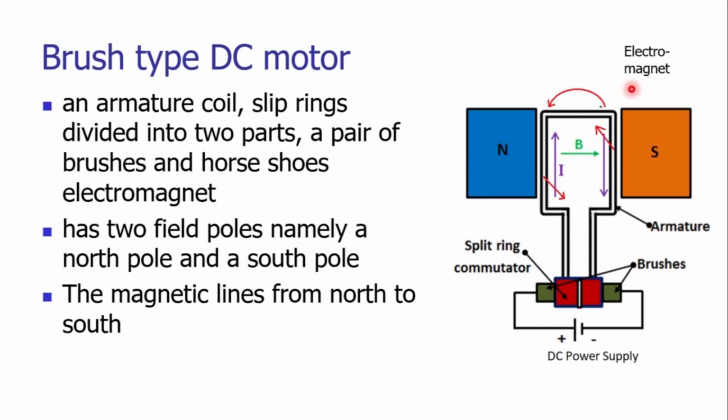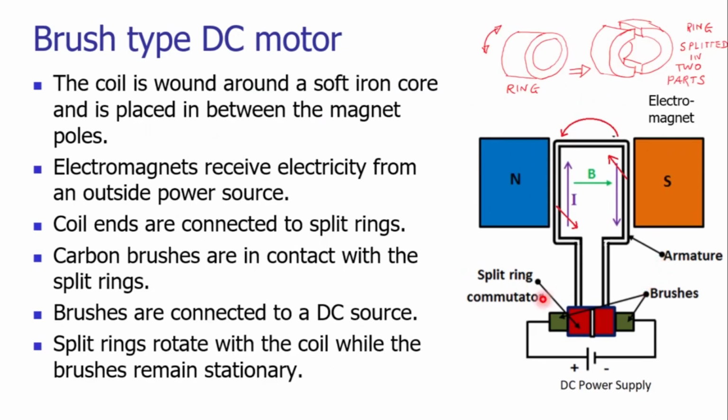The magnet is externally energized, and when we apply electrical energy to this magnet, there is a generation of magnetic lines from north to south poles. The armature is nothing but a coil wound around a soft iron core, and it is placed in between the magnetic poles. Now let us see why this arrangement of split ring is provided.